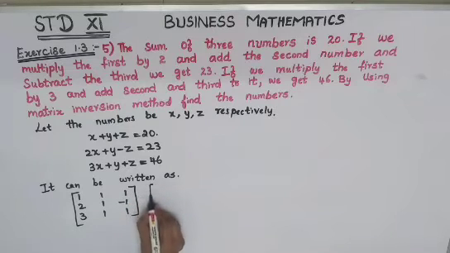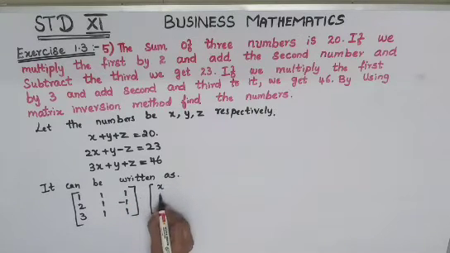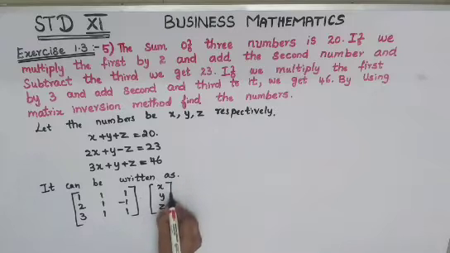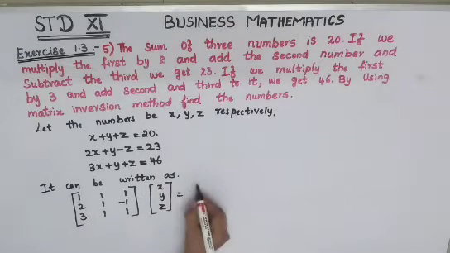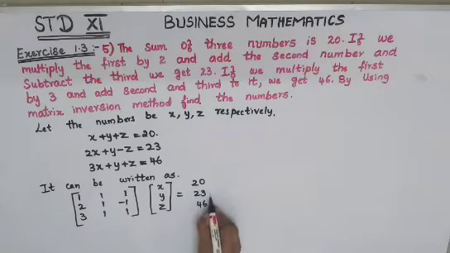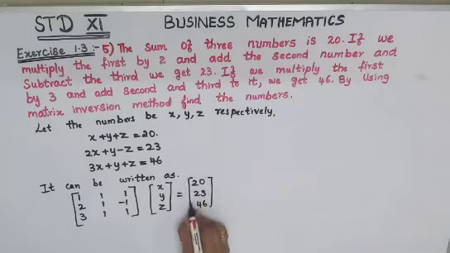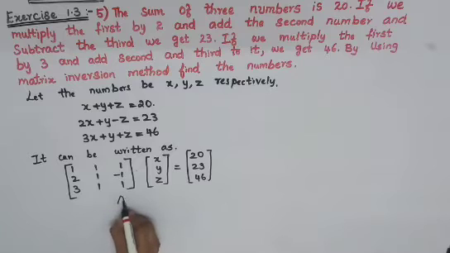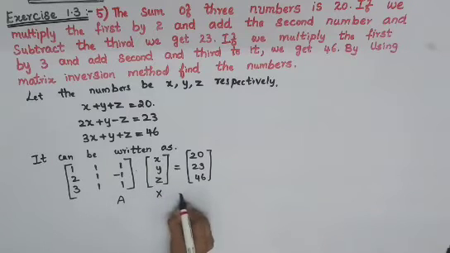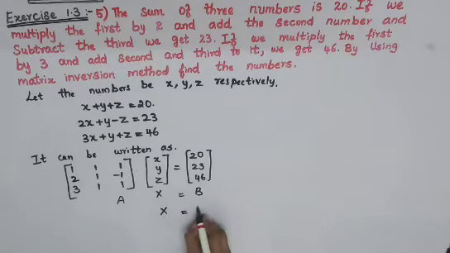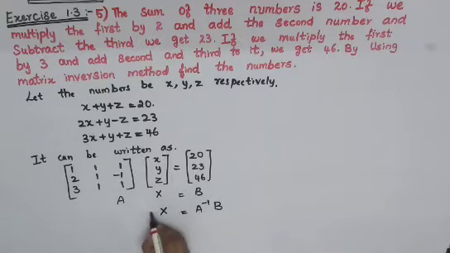And you'll have to write your variables x, y and z. So three variables are there. That is equal to your constants, so 20, 23, 46. So we'll just mark this as A and this x is equal to B. So from here we'll have to find x only. So x is equal to, bring this A towards that side. So it will become A inverse and this B will be there as it is.